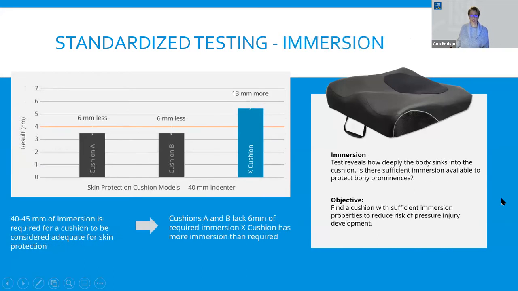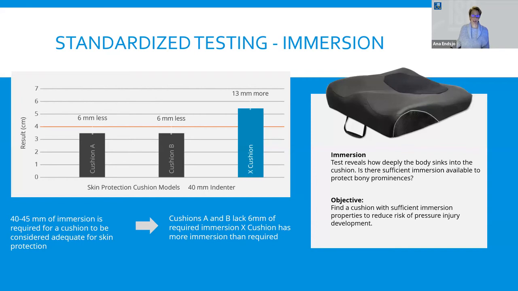Okay, so the next mechanical test is the immersion test. And as Kara mentioned, this is the only test that has a true pass-fail marker. This test reveals just how deeply the body is sinking into a cushion and really lets us know if there is sufficient immersion available to protect bony prominences to be considered as a skin protection product and coded that way. And in order to be coded as a skin protection cushion here in the US, there must be 40 to 45 millimeters of immersion to be considered adequate for skin protection.